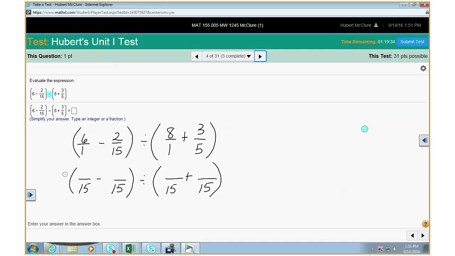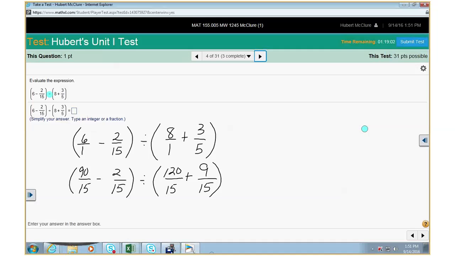So 1 will go into 15. 15 times 6 is what? 90. Thank you, class. 15 will go into 15. 1 times 2 is 2. 1 will go into 15. 15 times 8, 120. 5 will go into 15. 3 times 3, 9. Can I keep going?